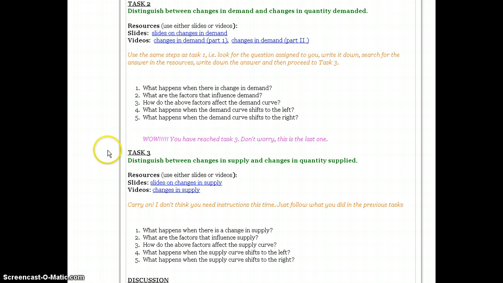Now let us move on to task 2. Distinguish between changes in demand and changes in quantity demanded. There are also 5 focus questions given here and slides and videos for students to watch. Task 3. Distinguish between changes in supply and changes in quantity supplied. The resources are given, slides and videos, and the focus questions.